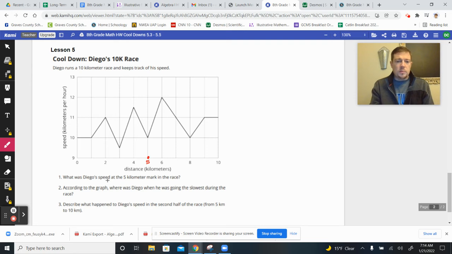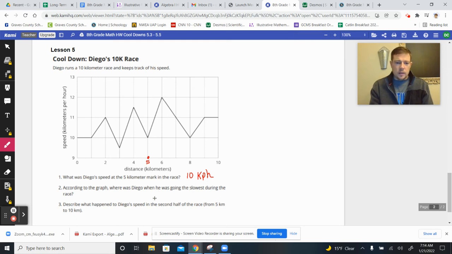So what was his speed at 5-kilometer mark in the race? It was 10, and don't forget your units, kilometers per hour. We're just going to write kph for that, kph.